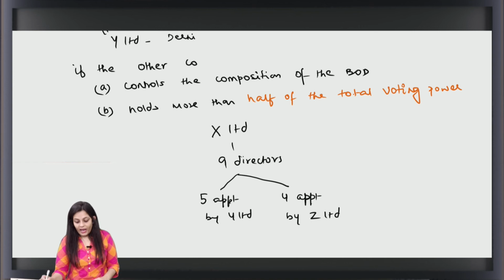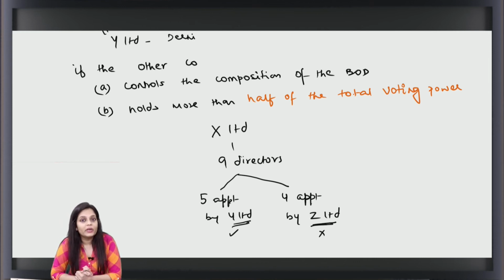So tell me, can I say Y Limited is the holding of X Limited? Yes. Can I say Z Limited is the holding? No. Why? Because it's not controlling the composition. So controls the composition means what? You are appointing the majority of the directors.